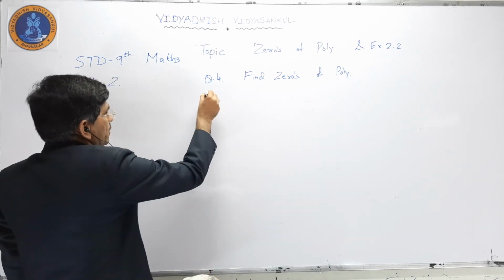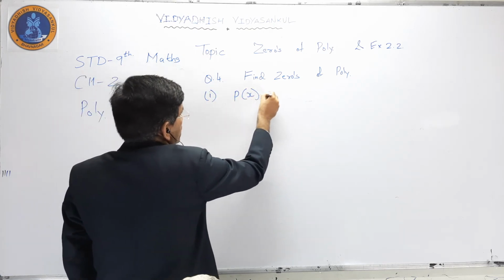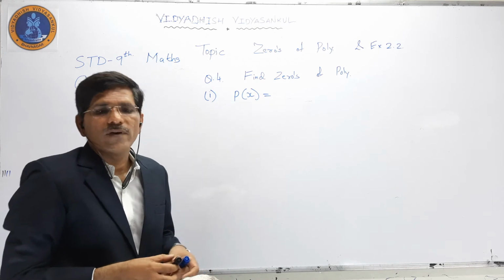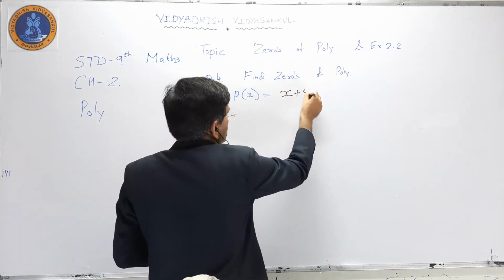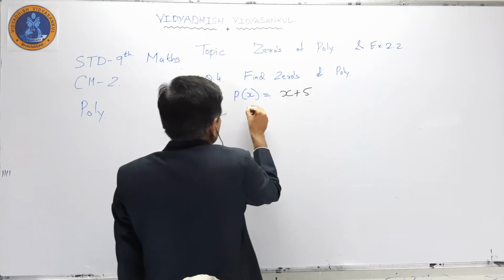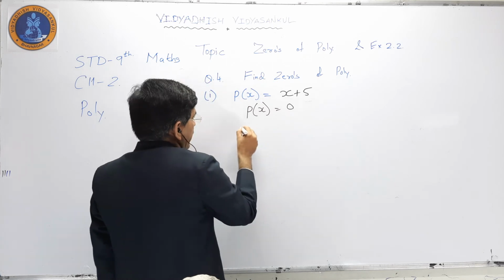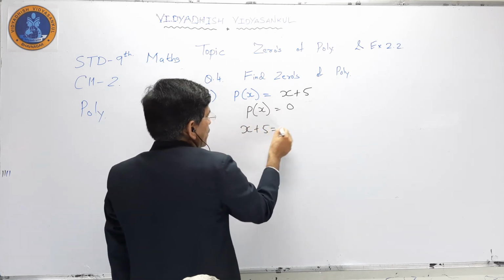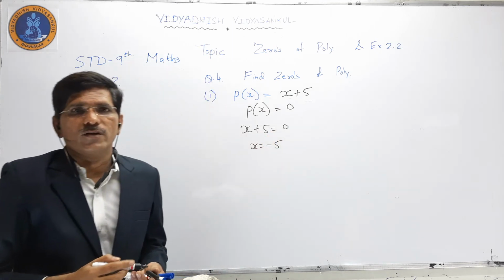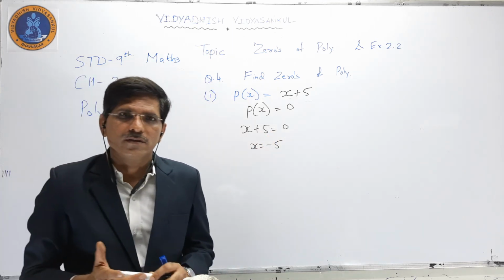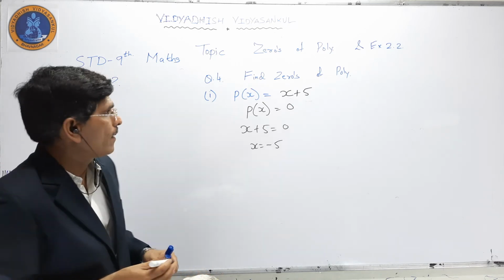So we discuss from the first, that is p of x is equal to x plus 5. First, what do we have to write? P of x is equal to 0. Now x plus 5 is equal to 0, so x is equal to minus 5. That I have to write. It is called zeros. So this is the easiest way to find zero in a linear polynomial.